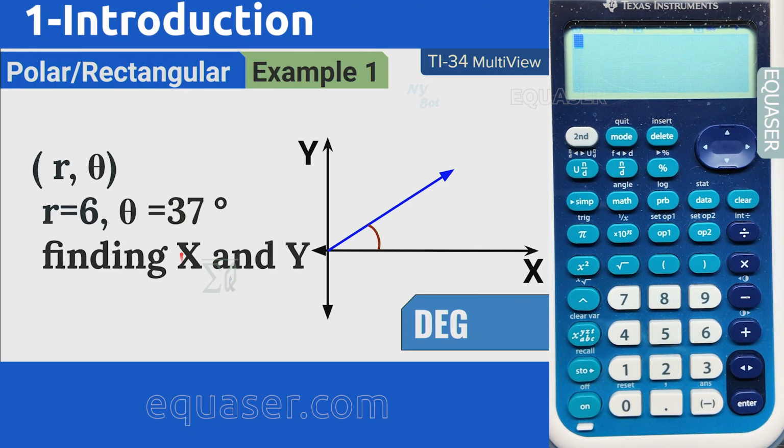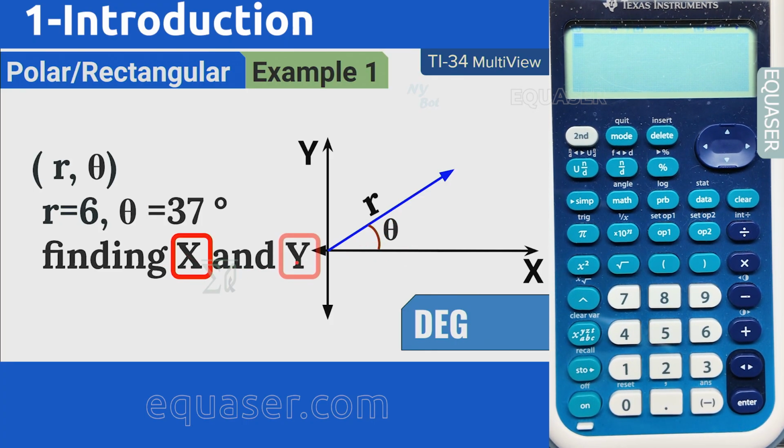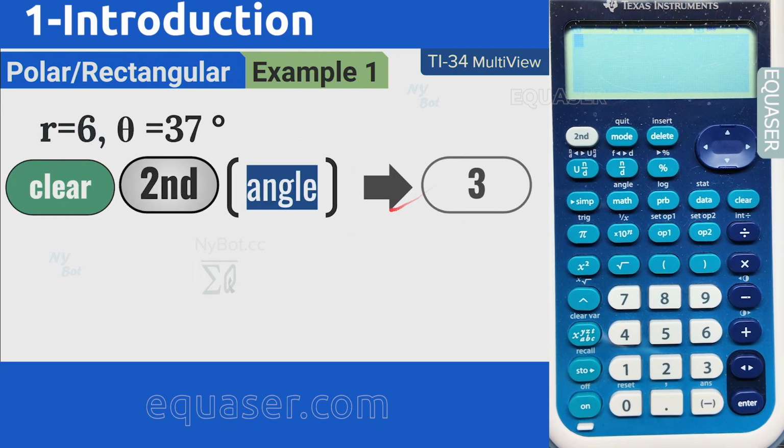And here is our example. We have r equals 6, this magnitude, and theta is 37 degrees. We want to find x and y. X and y refers to the tip of this vector. This is a y value and this is x value, so we want to find the coordinate of this point.